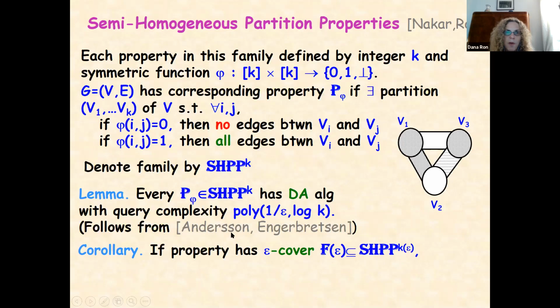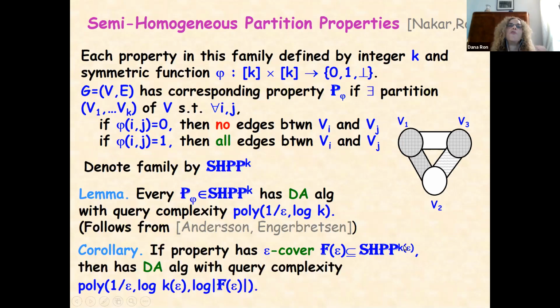So putting this together, our corollary is: if a property has an epsilon cover in this family, and again, the family is a semi-homogeneous partition property, and the cover depends on epsilon, also K, the number of parts, depends on epsilon, this is important. Then by combining with the claim we had before about covers, we have a distance approximation algorithm with query complexity polynomial in 1 over epsilon, logarithmic in the number of parts, and logarithmic in the size of the family.